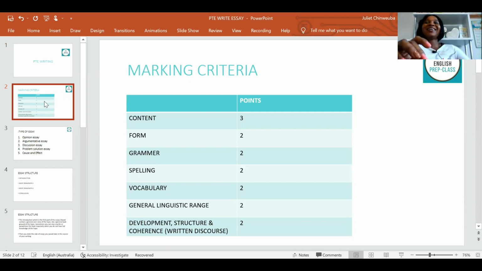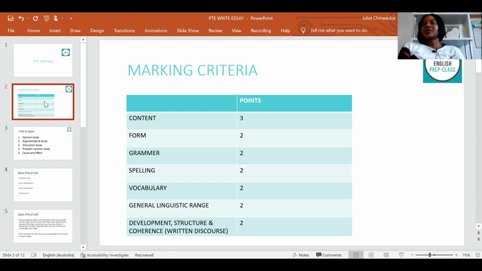I'm sorry. Okay, so you score 3 marks for content. Content here is the topic of the essay, or whatever topic they've given you to write, how well you're able to explain it, how well you're able to understand it and write on it. That's your content. So you get 3 marks for it.